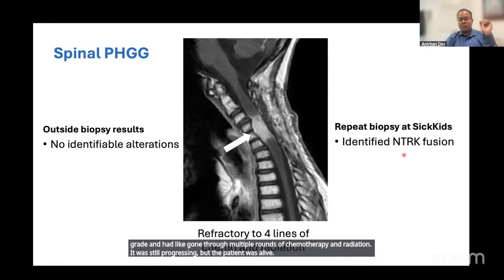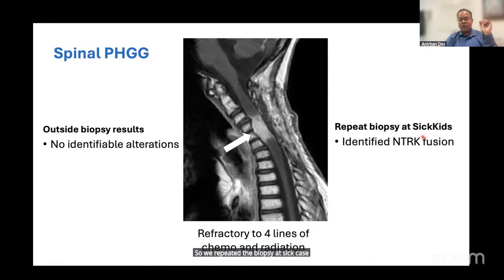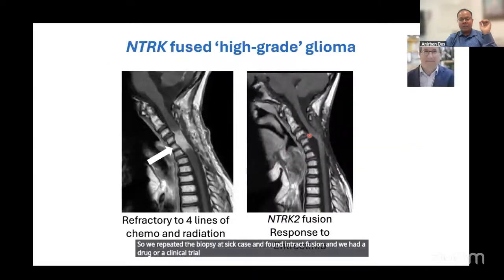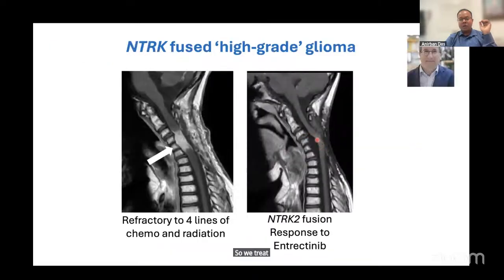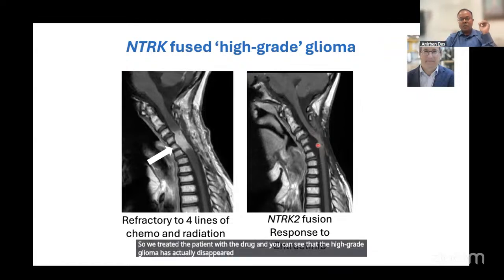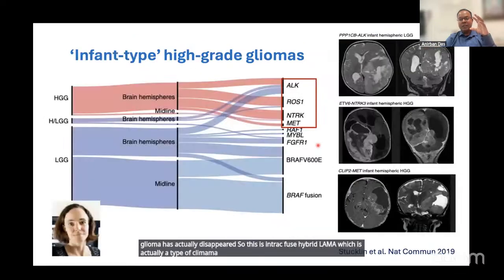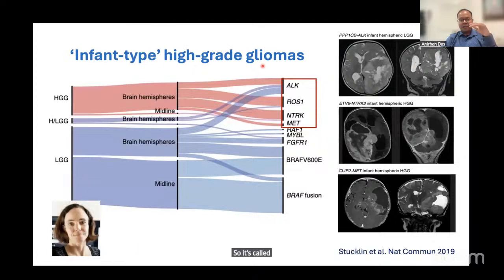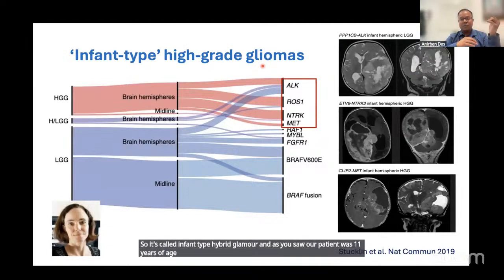So we repeated the biopsy at SickKids and found an NTRK fusion, and we had a clinical trial open with a drug against it. So we treated the patient with the drug, and you can see that the high-grade glioma has actually disappeared. So this is NTRK-fused high-grade glioma, which is a type of glioma that is usually seen in young children. So it's called infant-type high-grade glioma. And as you saw, our patient was 11 years of age, but was diagnosed when he was pretty young.